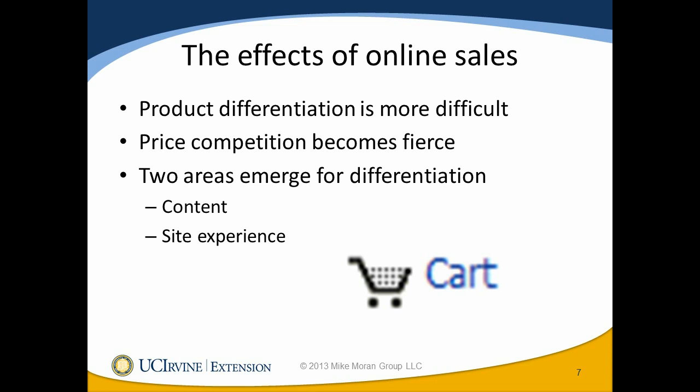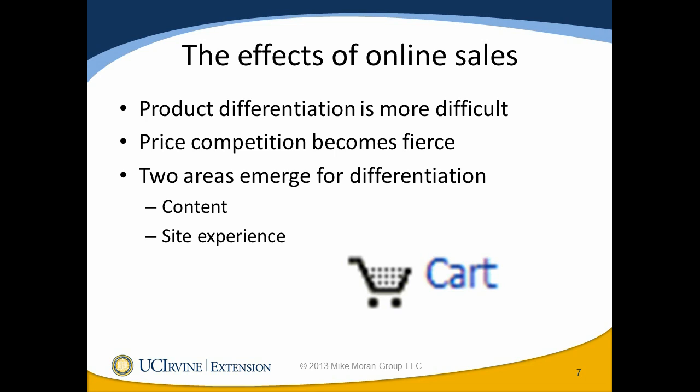So you get much closer to the economic principle of perfect information online than you do offline, which is why price competition becomes very important. But there are a couple of areas that emerge for differentiation online. One of them is content. If you have better content than your competitors, you may be attracting people to come to your site through search that might not find the other sites, because you might have content based on what problems the item solves. And you also may have a better site experience.